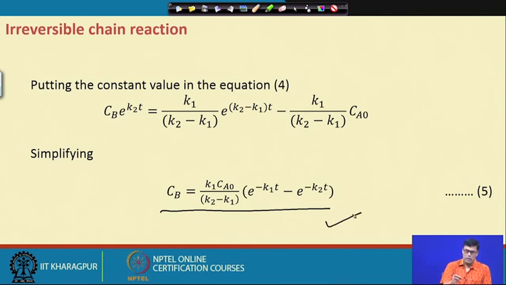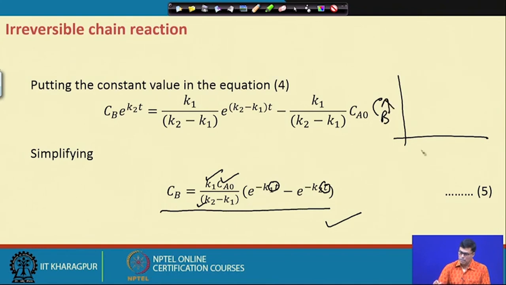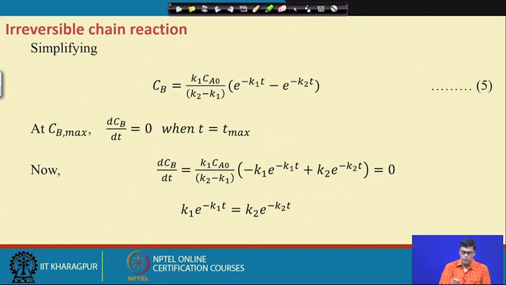This we can get, and in this equation, if you look at it, everything is constant. K1 is constant, K2 is constant, CA0 is constant. So if you put the time t, then we can easily find out the correlation between CB versus t. This is called the theoretical correlation. If you put in different time values, you will get the value of CB. Now, once you get this equation, if you want to find out CB max, you can easily do that.